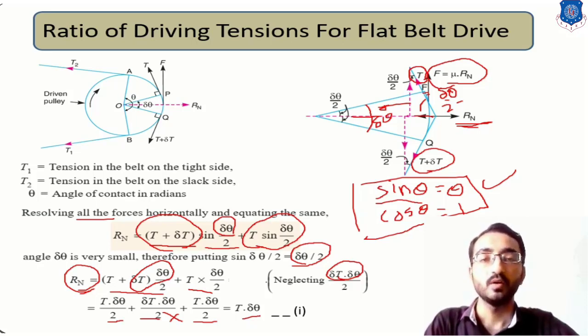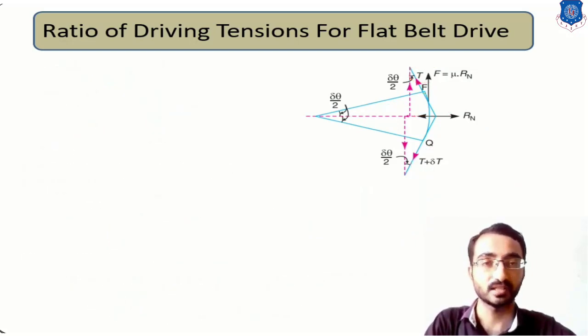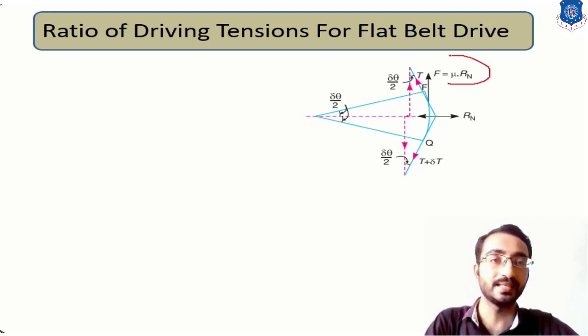Similarly, we can resolve these forces in the vertical direction also. So now let's resolve in the vertical direction. The vertical components are mu Rn, that is the frictional force acting in the upward direction, and second, the belt tension component in the vertical direction. Now your angle is delta theta by 2 over here, so the side adjacent to the angle is T cos theta, so you will get the component in terms of cos.